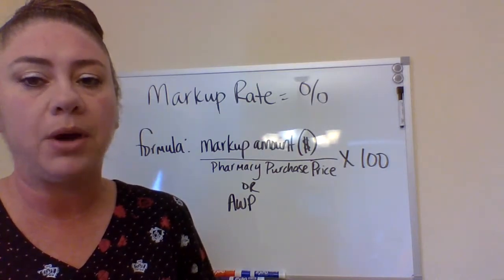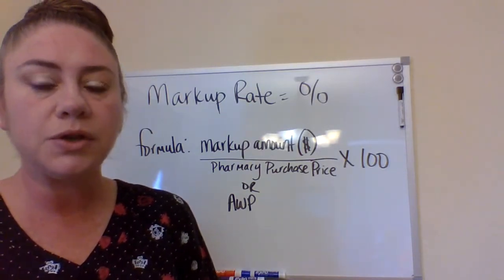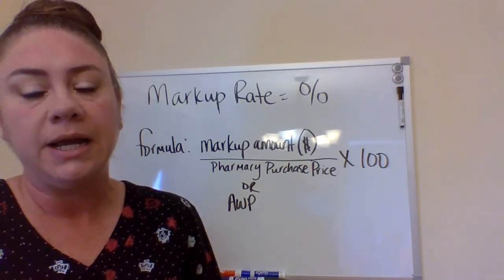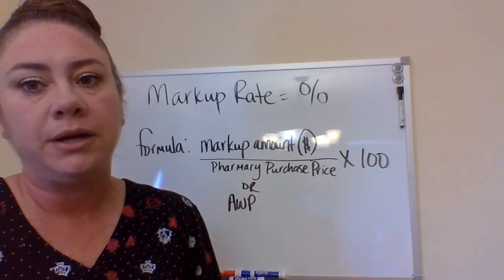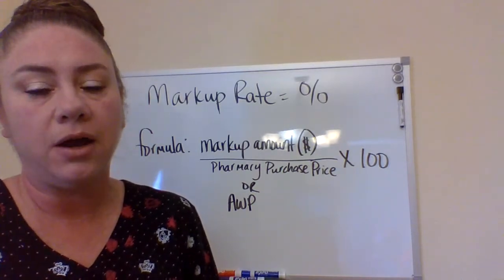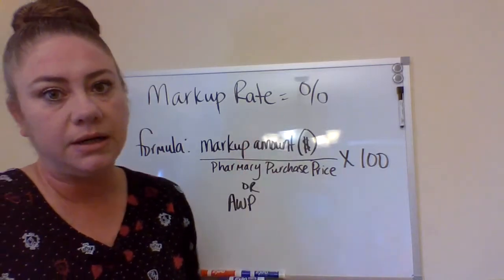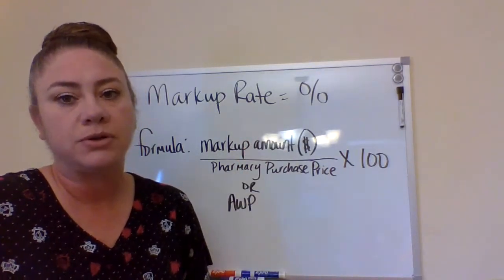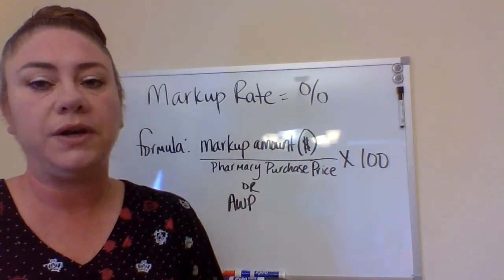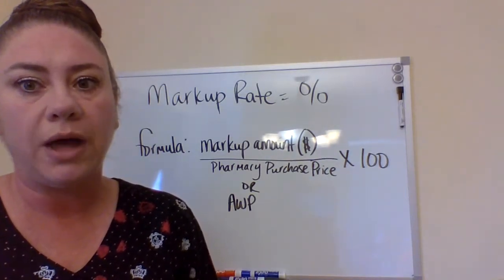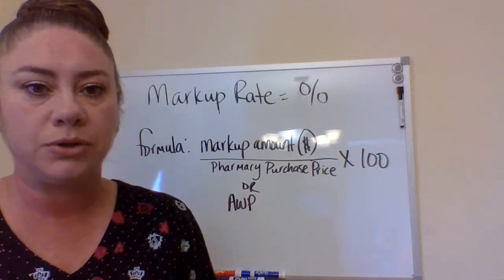A little recap on markup. The markup is a dollar amount, and that is figured by subtracting the AWP, or the average wholesale price, from the selling price. The markup rate, as you can see here, is actually going to be a percentage. So when you calculate the markup rate, your answer will be as a percent.